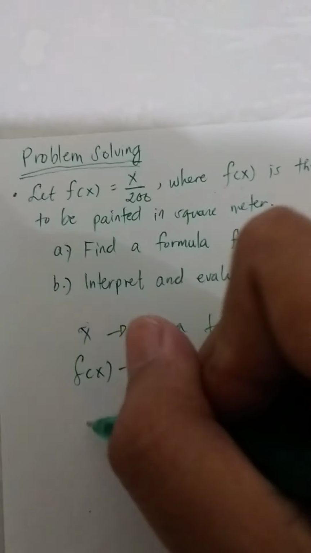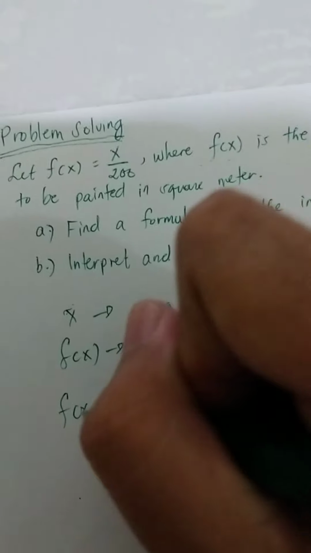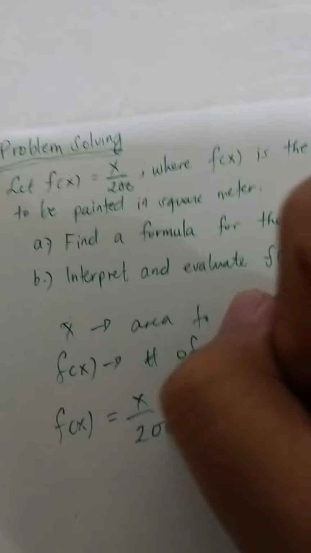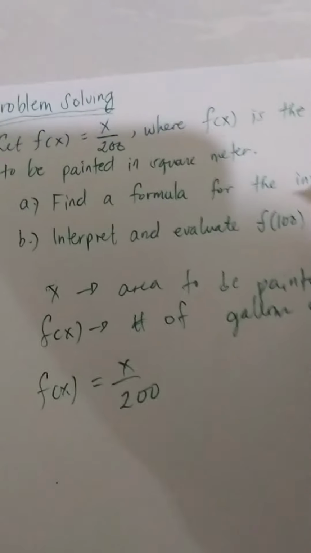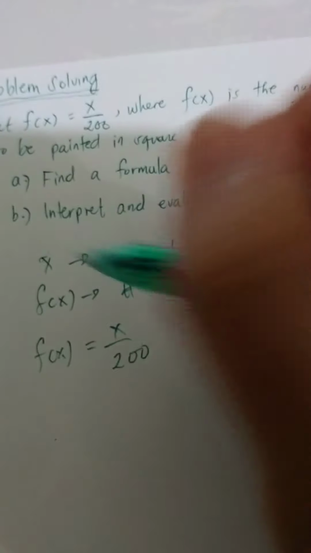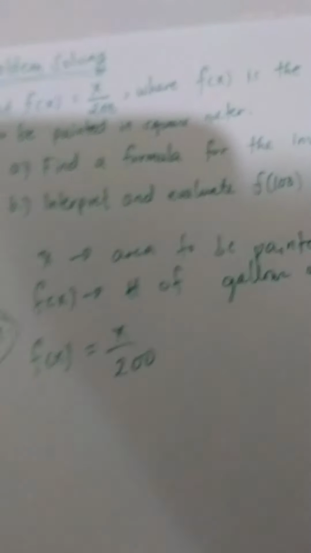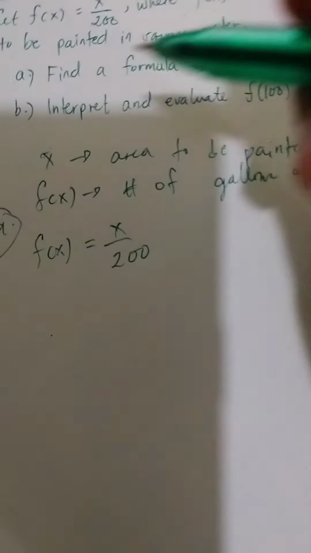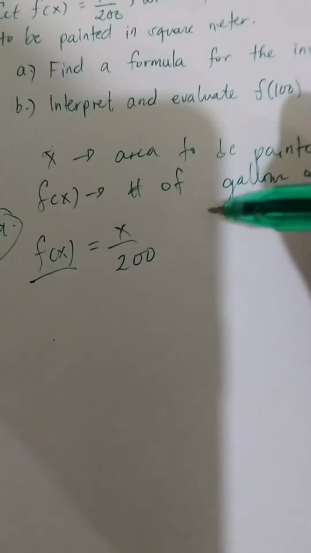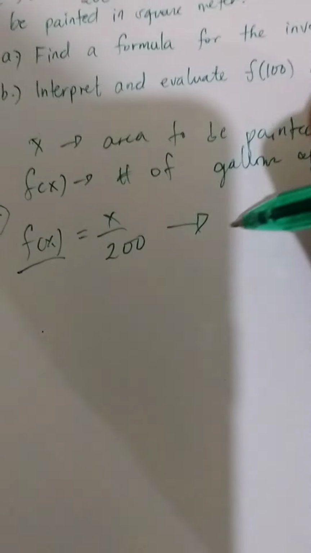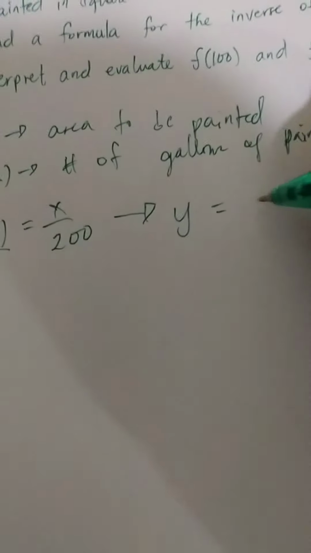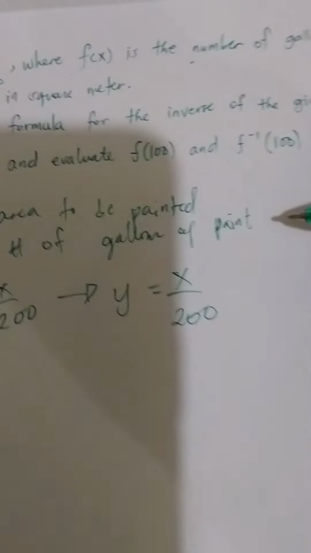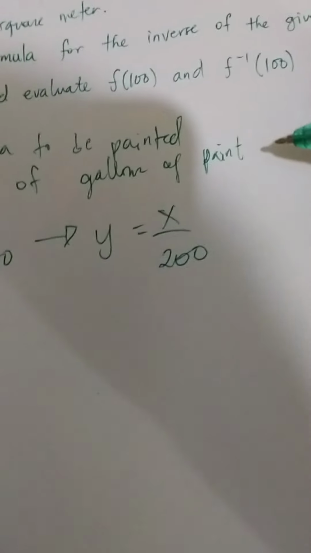So the given function, or original function, is f of x is equal to x over 200. To find its inverse, first step is you have to let f of x be equal to y. So change f of x to y. Therefore, we have y is equal to x over 200. Next, step number 2, we have to interchange the roles of x and y.